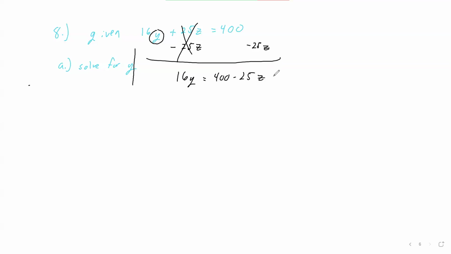Perfect. 16 times y. So the opposite of that is divide by 16. And again, if you just divide it all by 16, you can leave it like that. You do not actually have to do 400 divided by 16, 25 divided by 16. This right here would be your answer.